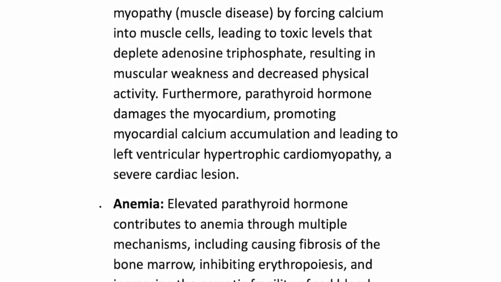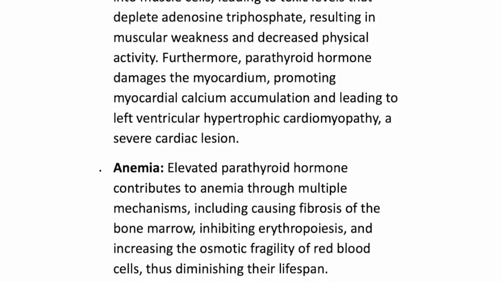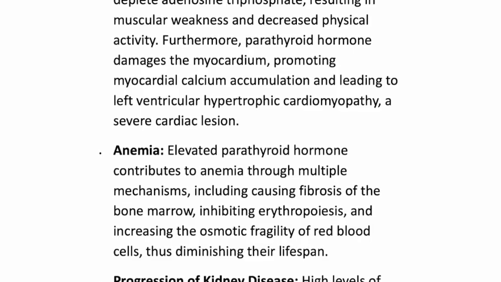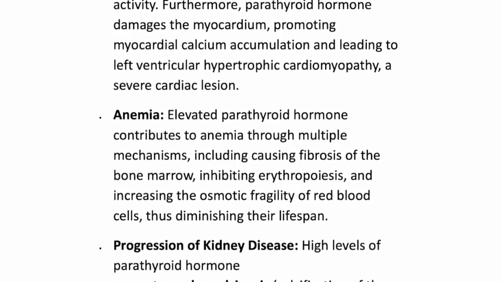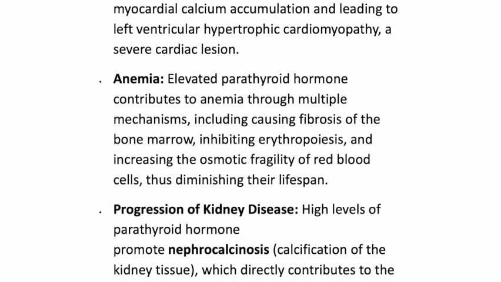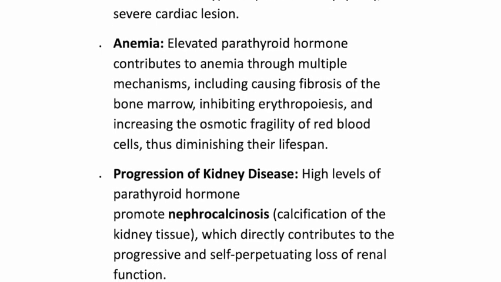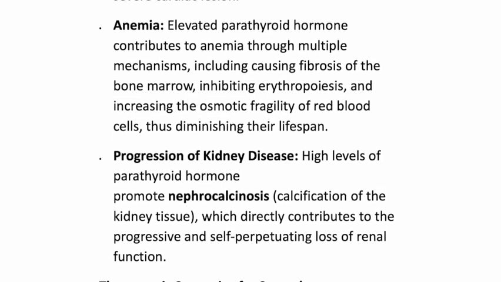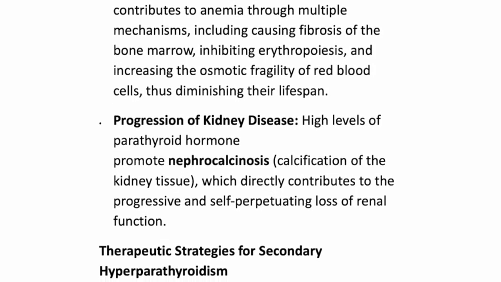Anemia. Elevated parathyroid hormone contributes to anemia through multiple mechanisms, including causing fibrosis of the bone marrow, inhibiting erythropoiesis, and increasing the osmotic fragility of red blood cells, thus diminishing their lifespan. Progression of kidney disease. High levels of parathyroid hormone promote nephrocalcinosis, calcification of the kidney tissue, which directly contributes to the progressive and self-perpetuating loss of renal function.